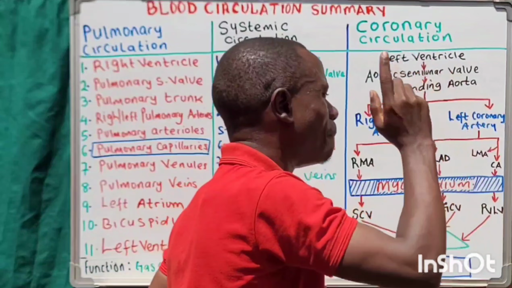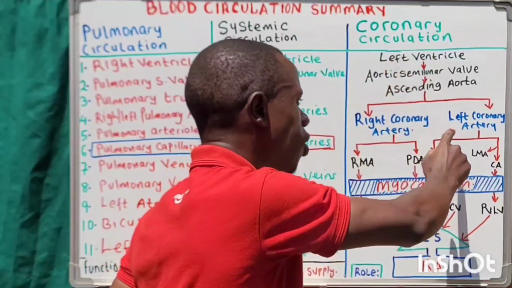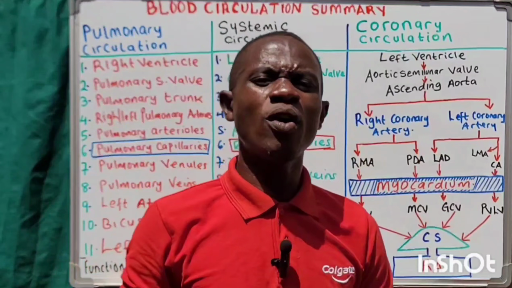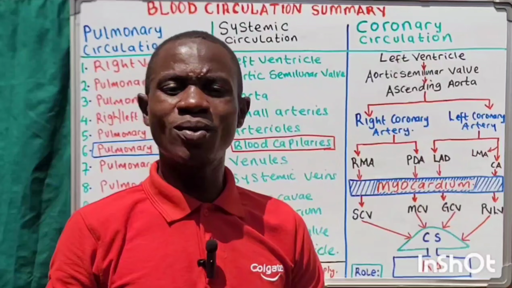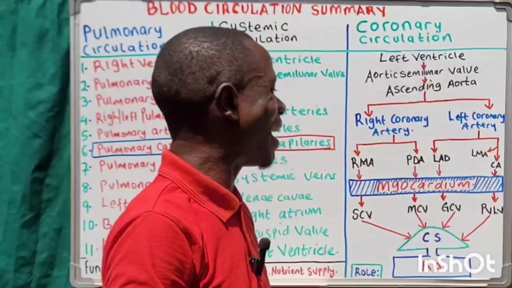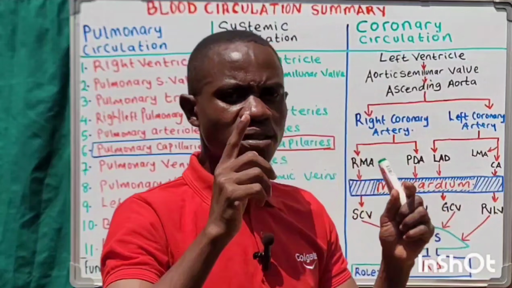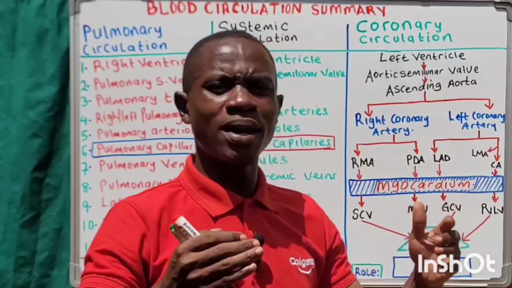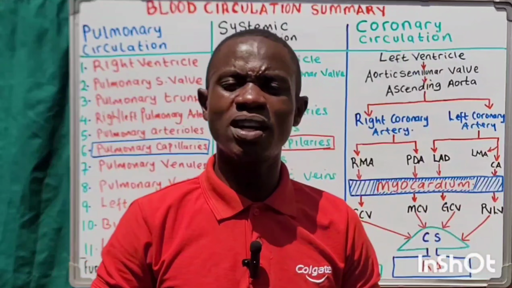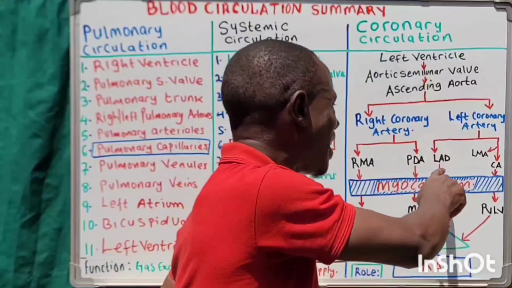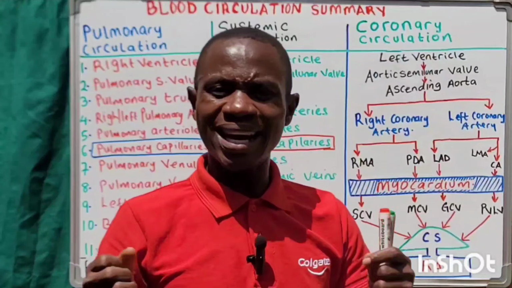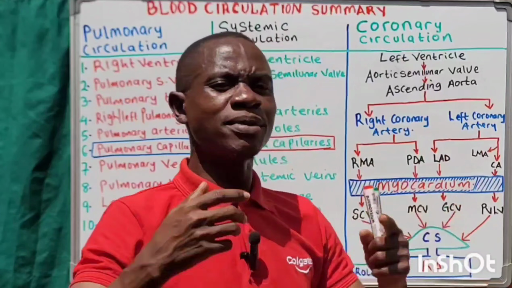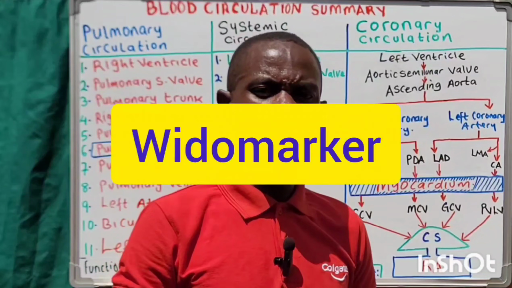Then another big branch of the left coronary artery is the left anterior descending artery, also called the anterior interventricular artery. This one is very important, and in most cases it supplies the biggest percentage of the left myocardium. Any occlusion of this artery will lead to different kinds of heart attacks, and for that reason it is sometimes named the widow maker.